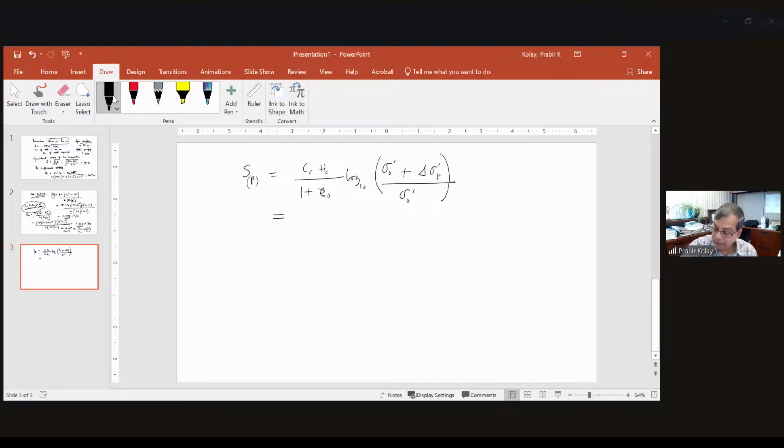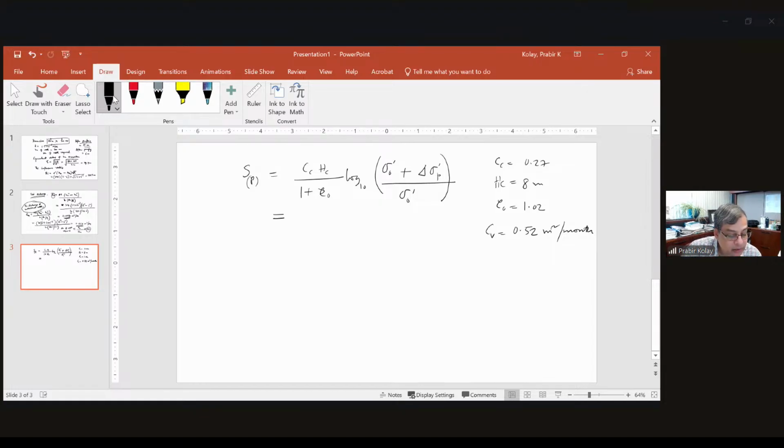The settlement. Cc is given for this case. I'm just going to write here. Cc is given 0.27. Height of clay layer is given also, so that is 8 meter. Then the initial void ratio e naught is given, that is 1.02. 1.02 is a very high void ratio. Void ratio is generally in fraction, right? For the clay, it is much higher. Coefficient of consolidation, that is 0.52 meter square per month. Okay, that's given.